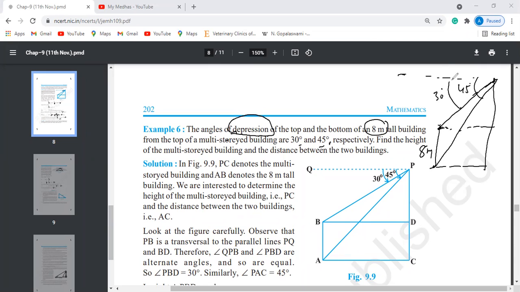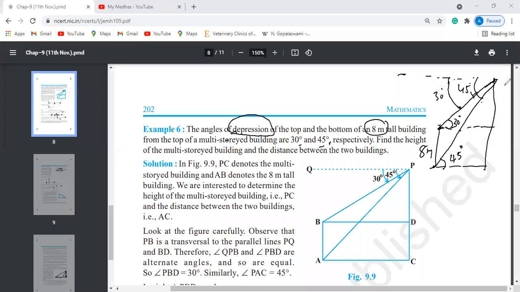Okay. So this 30-degree, where has it come, from here to here, this line. So same opposite side, like here this will be 30-degree. Okay. So this is 45-degree, right? So this will be 45-degree. Okay. And now what you have to do, find the height of the multi-story building.